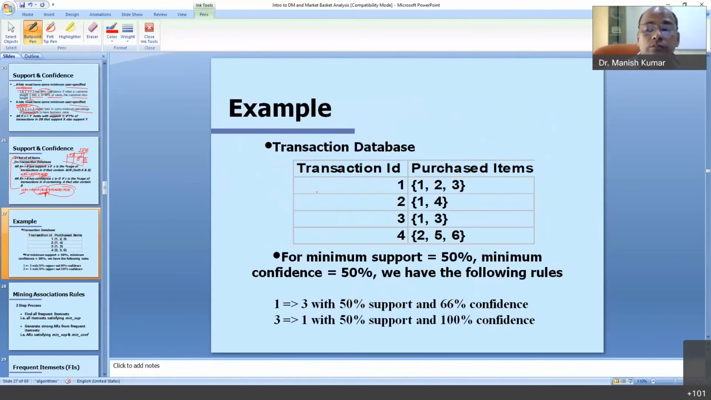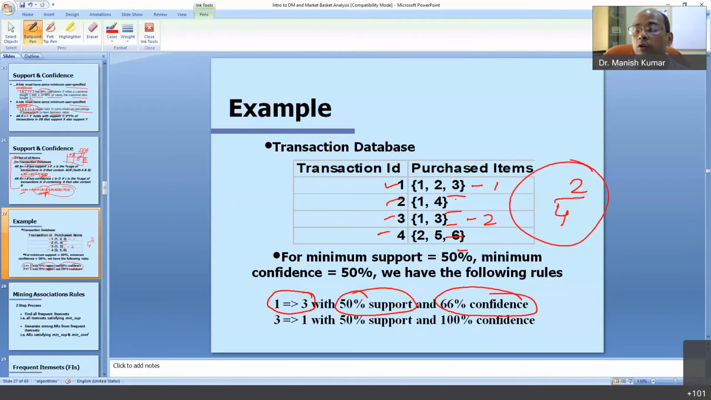So for example, if you look, this is my transactional database. There are 4 transactions, and these are the items. Now, if I look at 1 being strongly associated with 3, then 1, 3 has 50% support and 66% confidence. How? I can tell you. 1, 3 is appearing in transaction 1, then in 2. So out of 4, it is appearing in 2. So it is 50% support.